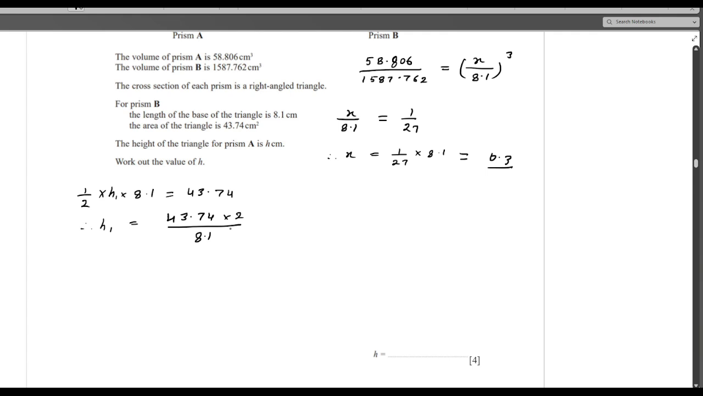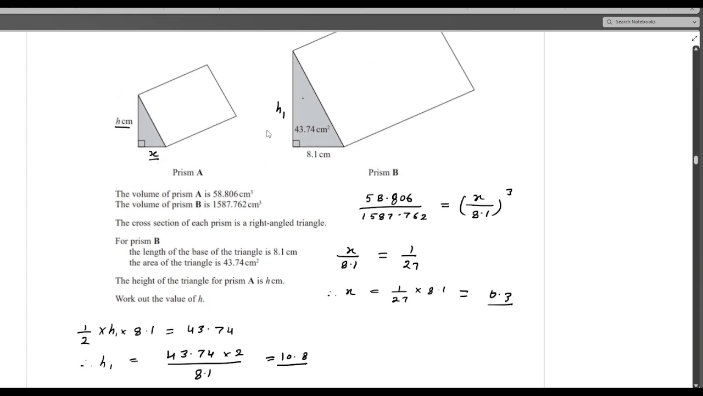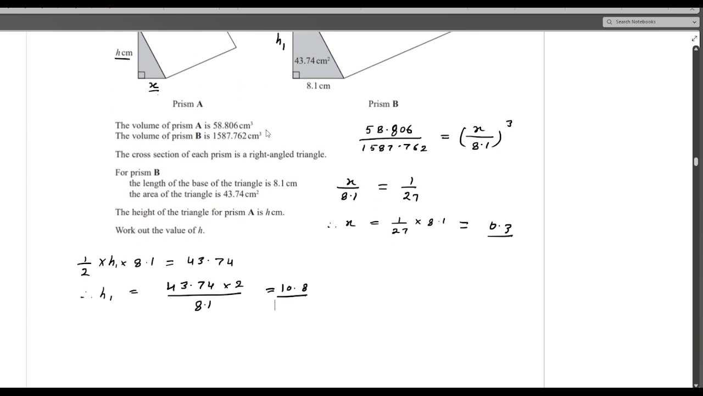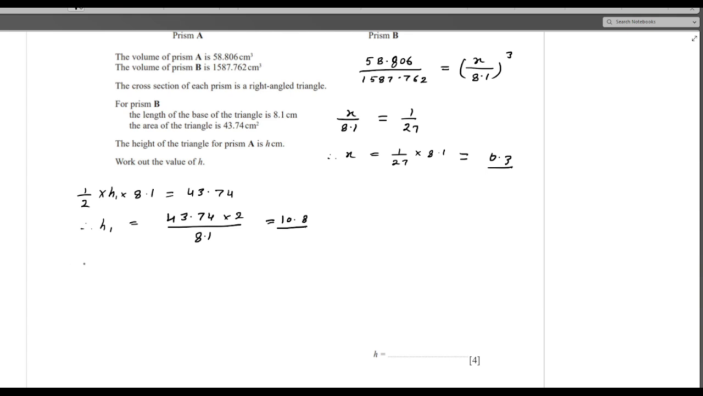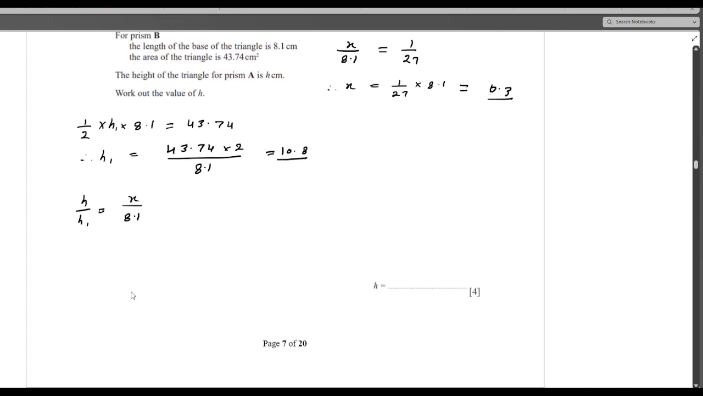43.74 times 2 divided by 8.1. Now the result is 10.8. h1 is 10.8. Now as they are similar figures, I have h divided by h1 will be equal to x divided by 8.1. Now the value of x we already have, so therefore h is equal to x, which is 0.3 divided by 8.1 times, here the value of h1 is 10.8.